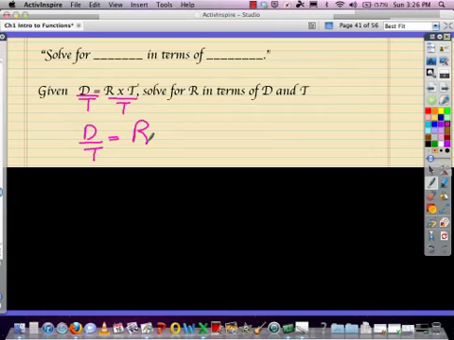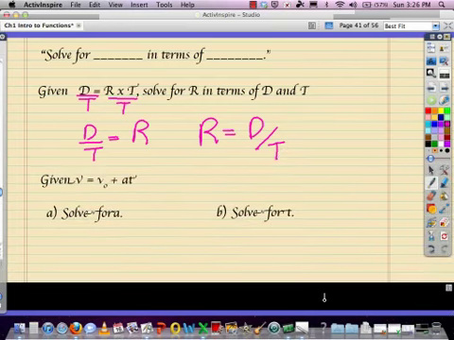So you now have a formula for the rate: r equals distance divided by time. R is by itself. Yes, you could write it in the other order, meaning you could have r on the left-hand side and d divided by t on the right-hand side. That does not matter. Which side of the equation you move the single variable to does not make a difference as long as it's that single variable all by itself.